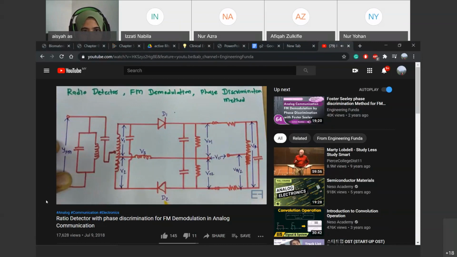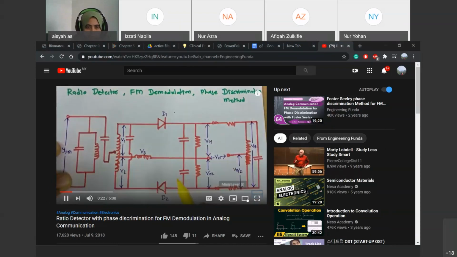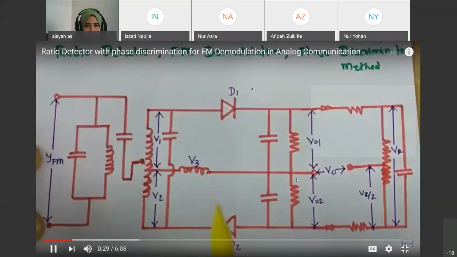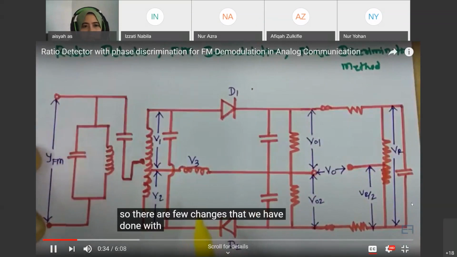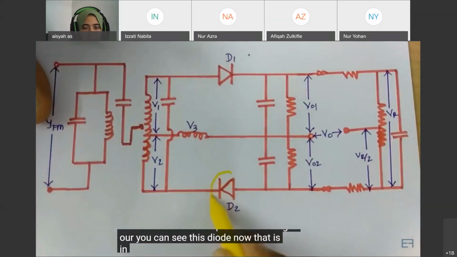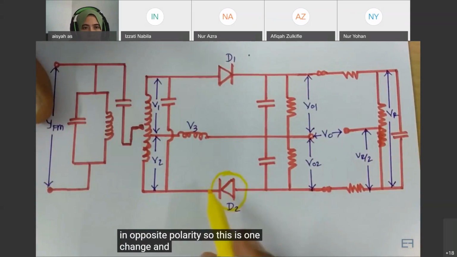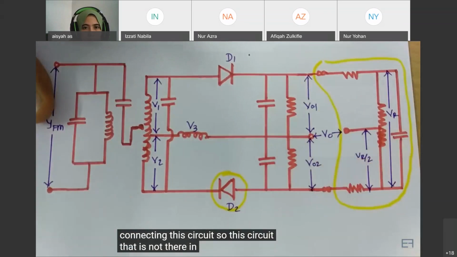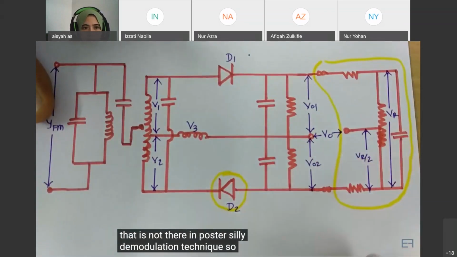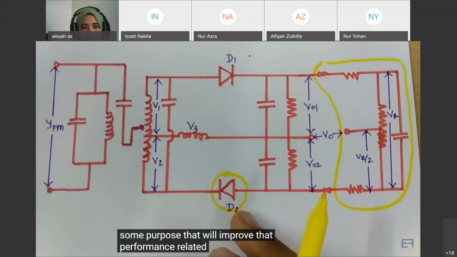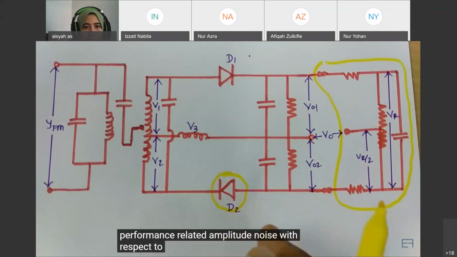My previous video, Foster Seeley angle modulation technique, and in that there was a problem of amplitude because of granularity in the detector. So there are changes in this demodulation technique. You can see this diode now has opposite polarity. So this is one change. Second is now we are connecting this circuit, that is not there in the Foster Seeley demodulation technique. So these two changes, that is what we have brought in the ratio detector. So that will improve the performance related to amplitude noise with respect to Foster Seeley.